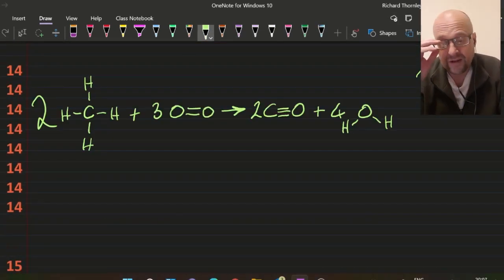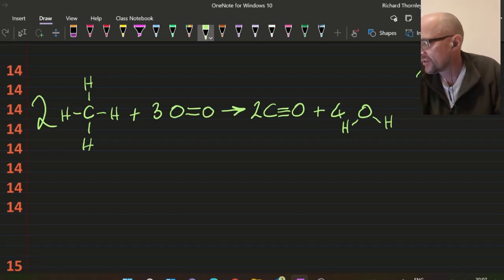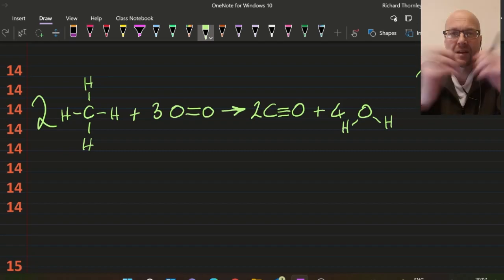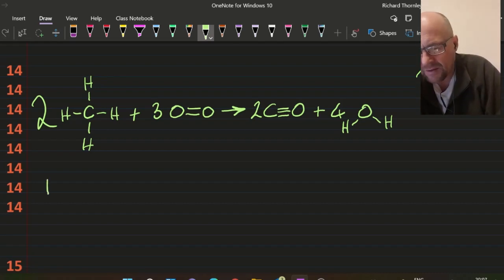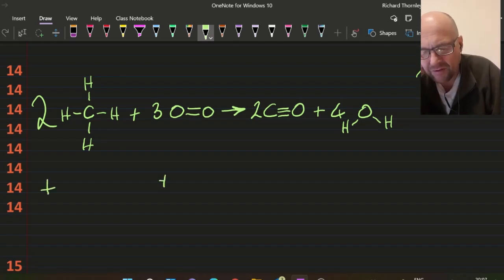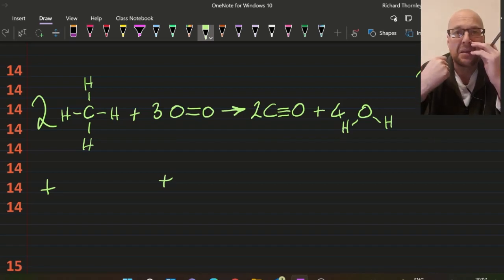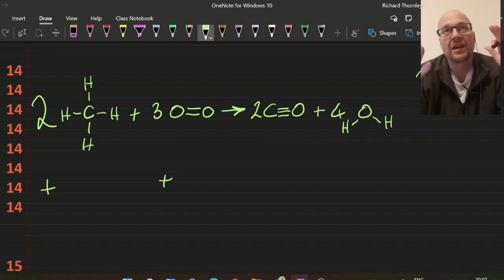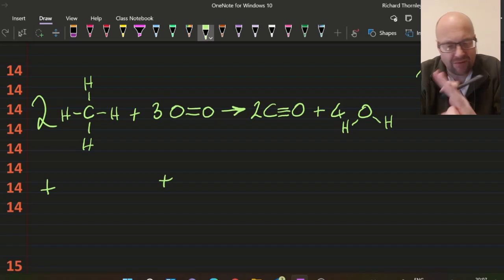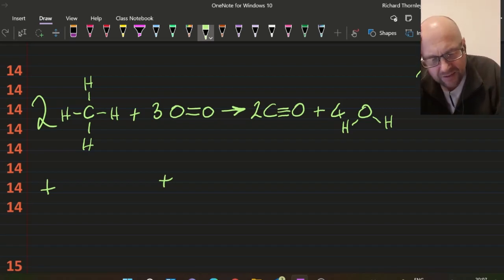Okay, question 14, average bond energies. So on the reactant side, I have to break apart the bonds to make the atoms. That's going to be endothermic, delta H positive. These have to be positive numbers. And on the right-hand side, I'm bringing the atoms together, making bonds, releasing energy, releasing heat. Oh, I feel the heat. That's going to be negative on this side. And then just add it all up at the end.